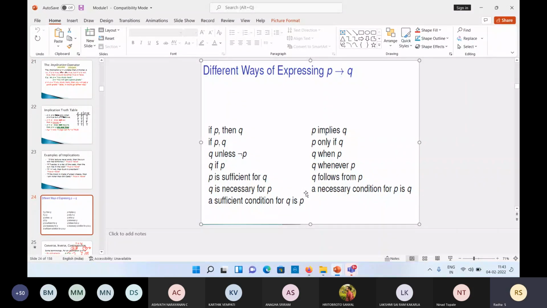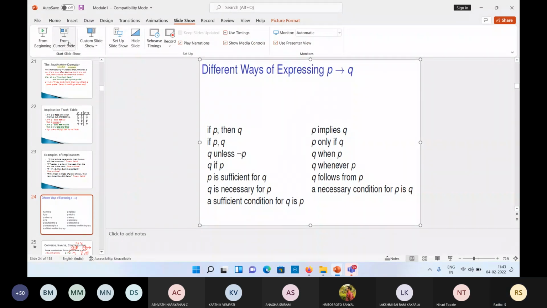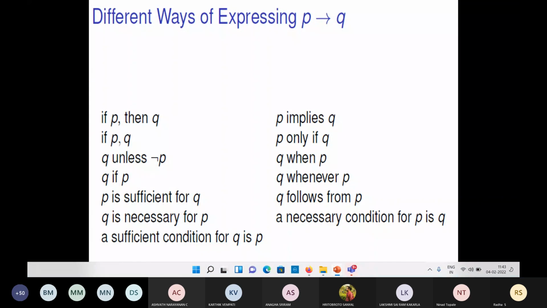Okay, before going into yesterday's problem, I want to show you this. Different ways of expressing P tends to Q. These are the two things that are needed for us. P only if Q. If you find that type of statement, then you have to write it as P tends to Q.